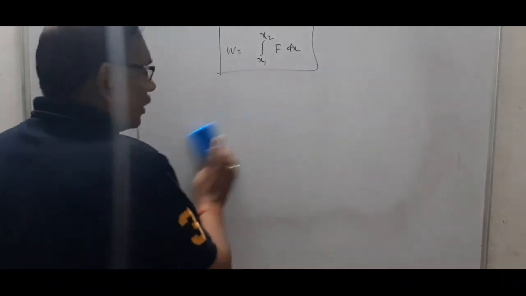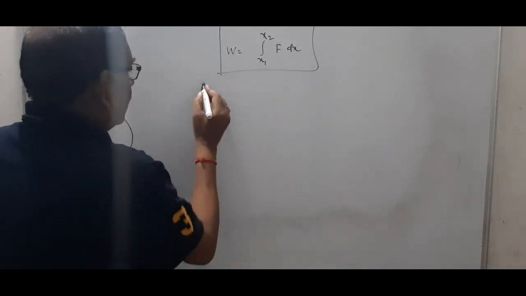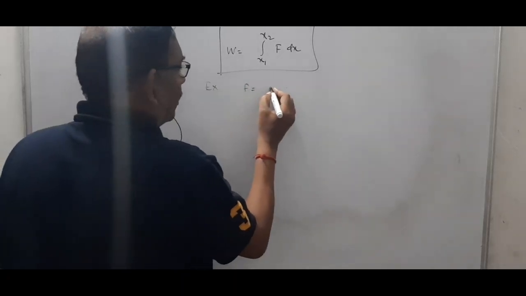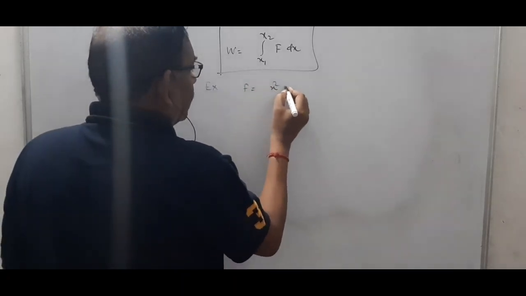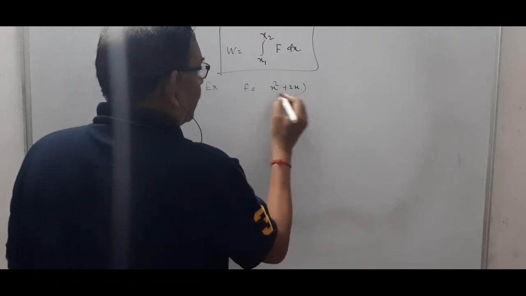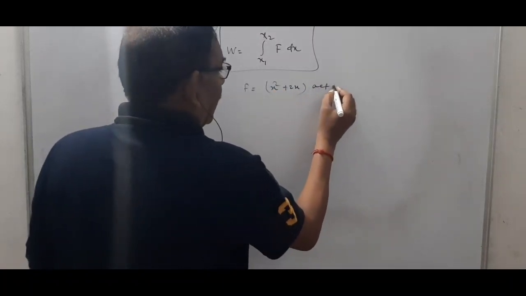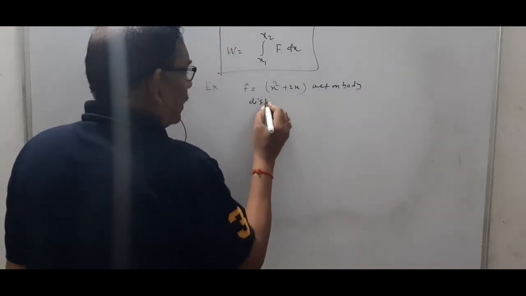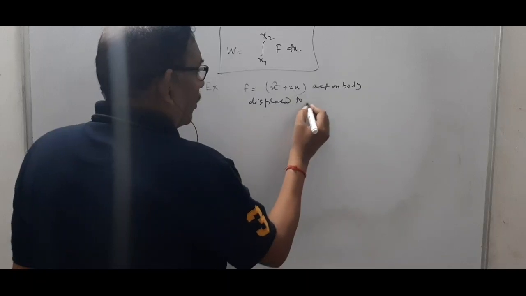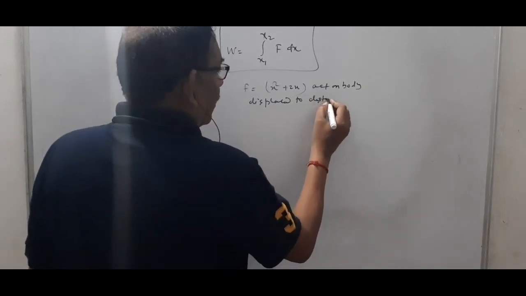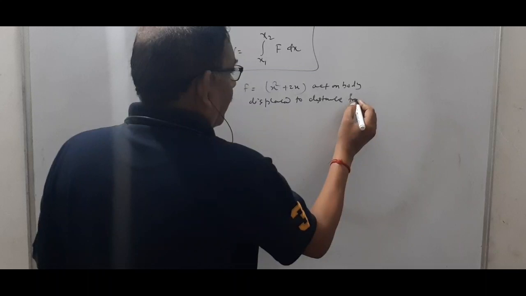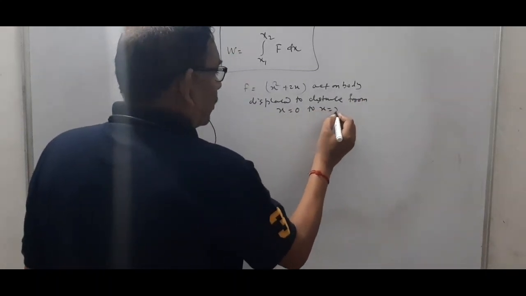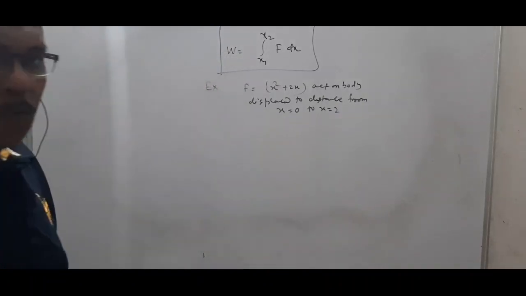Now take one example on it. Let a force F is equal to x square plus 2x act on the body and displace it from x equal to 0 to x equal to 2. So what is the work done?